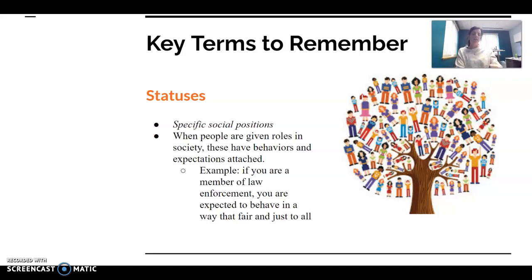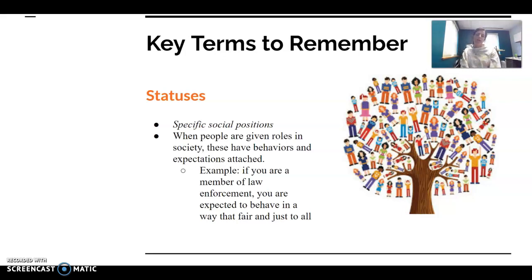Within social structures and institutions, you have the term statuses. This one is maybe familiar because you think about social status, like where do you rank on the food chain? Are you popular, not popular? That's the middle school, high school, maybe even college way to look at statuses. But really it's a specific social position.